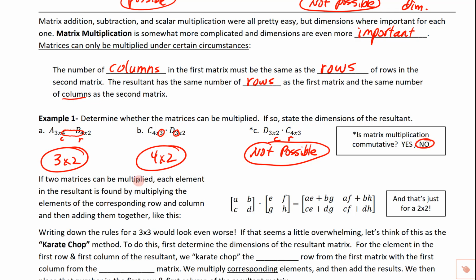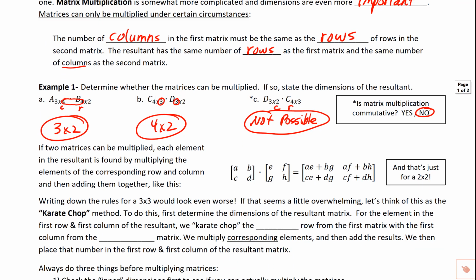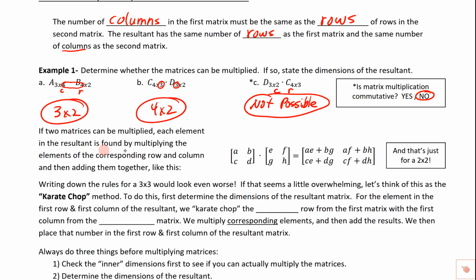So if two matrices can be multiplied, here's how we do it. Each element of the resultant is found by multiplying the elements of the corresponding row and column and then adding them together like this. So this is a 2 by 2, and this is a 2 by 2. So we can multiply these together. The resultant is going to be a 2 by 2. And each one of the elements is found by doing this. So for this first row and first column, we take the first row and the first column, and we've got A times E.